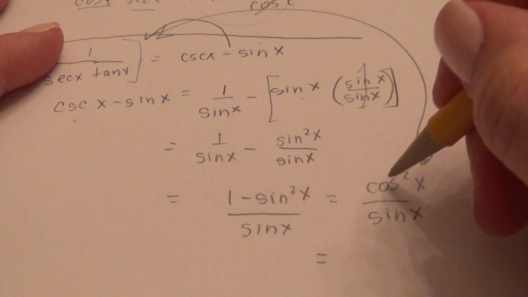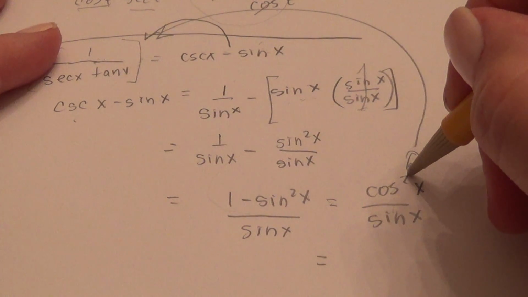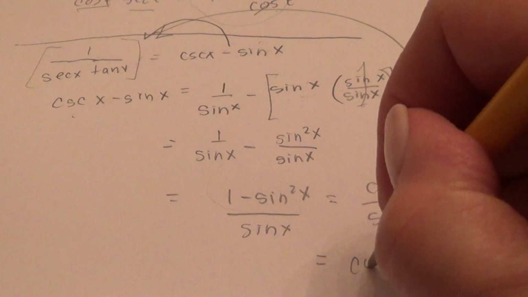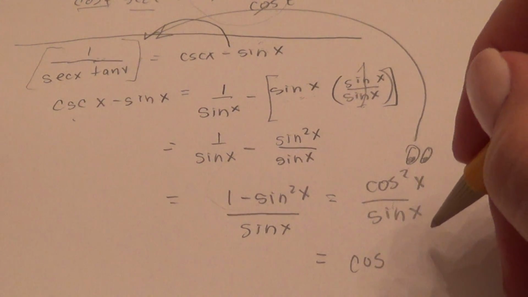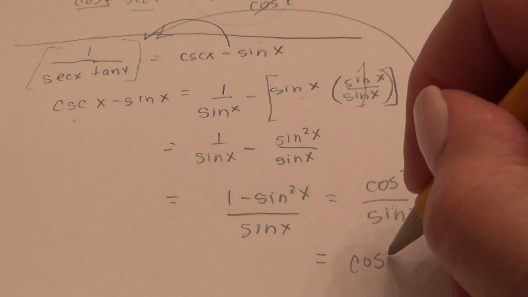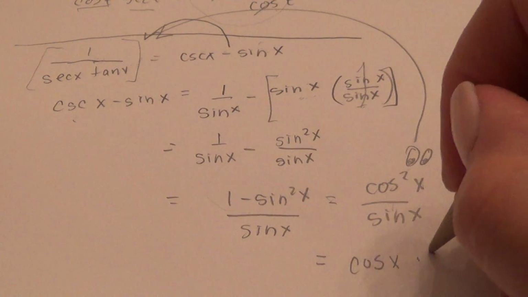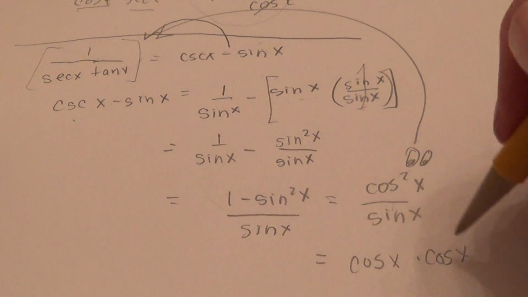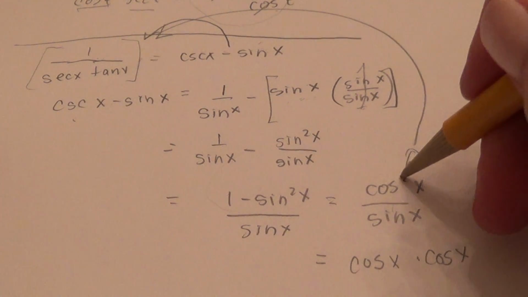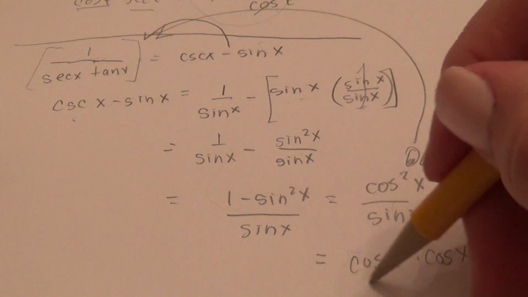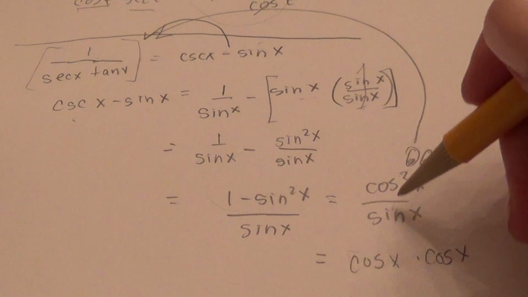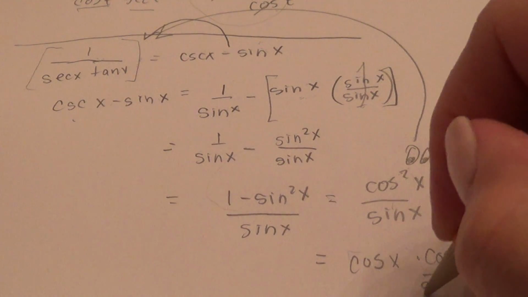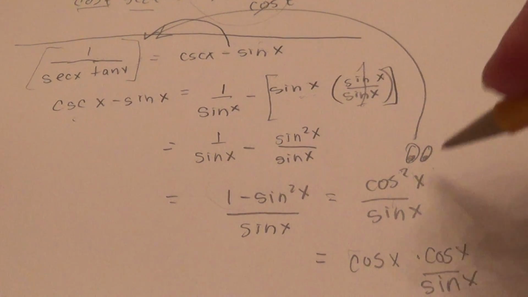I'm going to take this cosine squared and write it as cosine by itself times cosine. Can I not write cosine squared as cosine cosine? And I'm going to group this first cosine all by itself, but this sine I'm going to put under this one. So how did I know to do that?